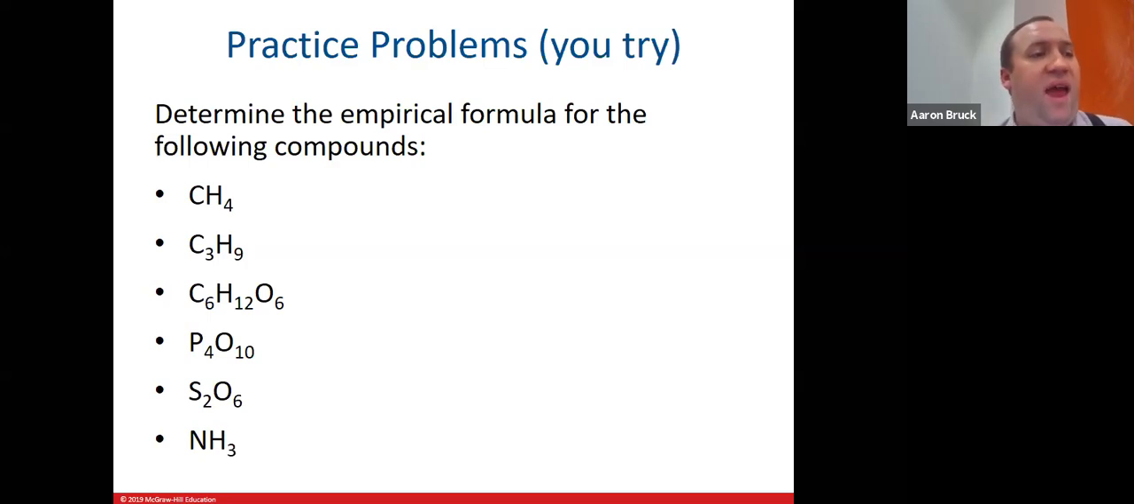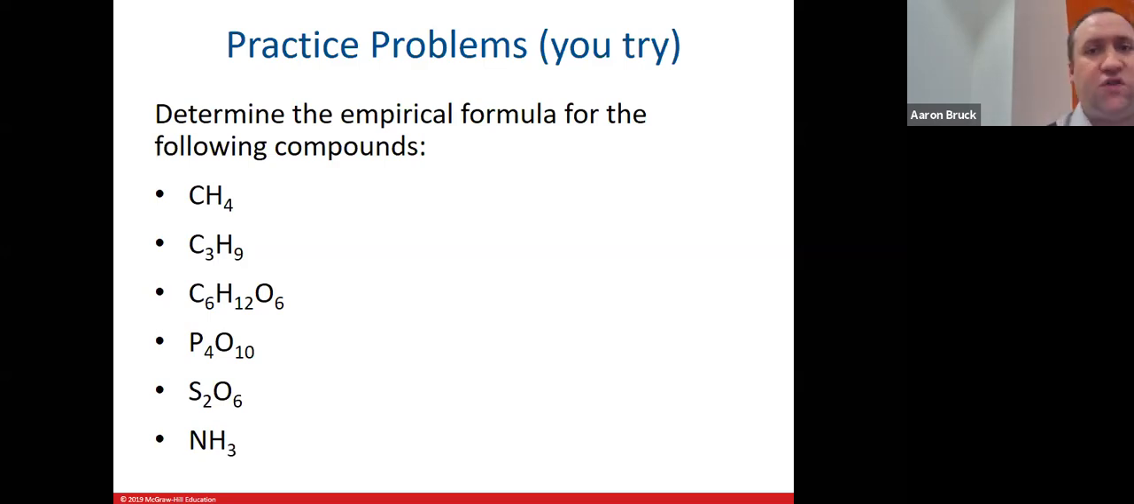Okay, so we've been asked to determine the empirical formula for these compounds. Again, all that we're really looking for is whether there is a number that I can divide both of the subscripts by to give me a lower reduced form of the ratio between the two elements, or the three elements in some cases.